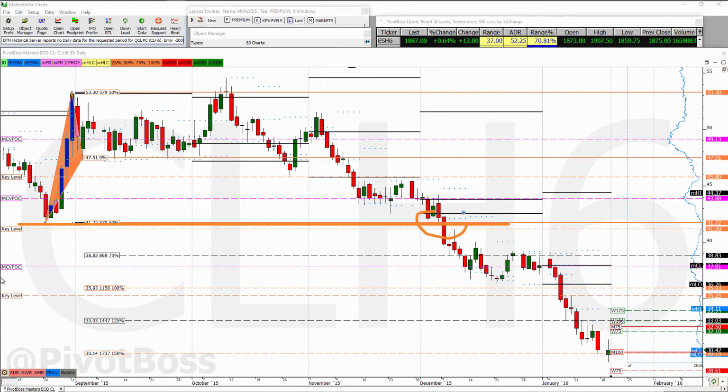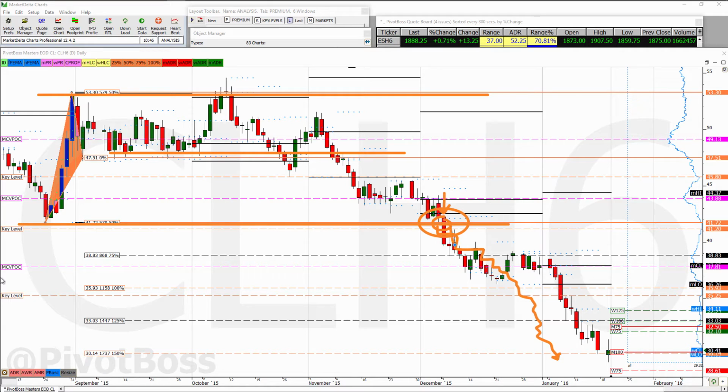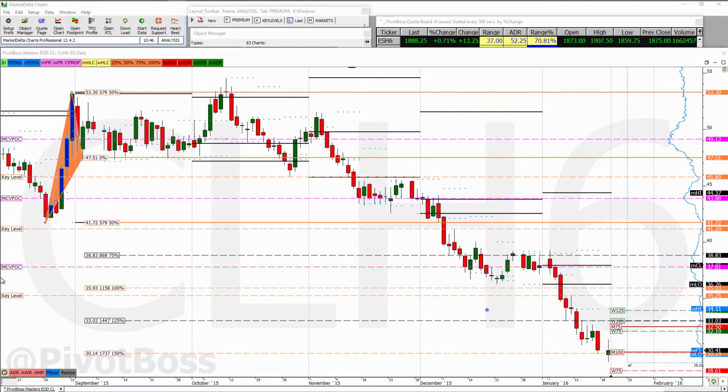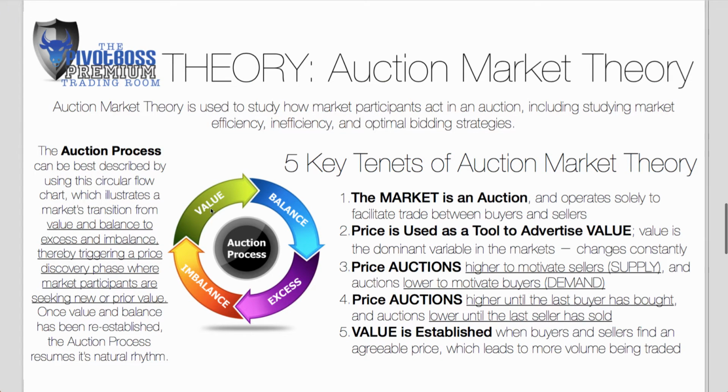In this case, we have excess supply. So that means there's too much supply, too many sellers. And now price must auction lower in order to entice buyers to defend. Right? And so now you're going from a balanced phase to an excess and imbalance phase. So right now, this is imbalance. This is an imbalanced price discovery phase where price is looking for new value. Eventually, it'll either create new value or it'll find a rejection point and bounce back to previous value. So that's basically the auction process.